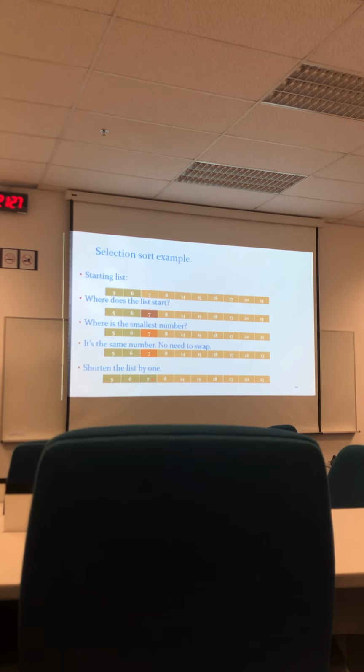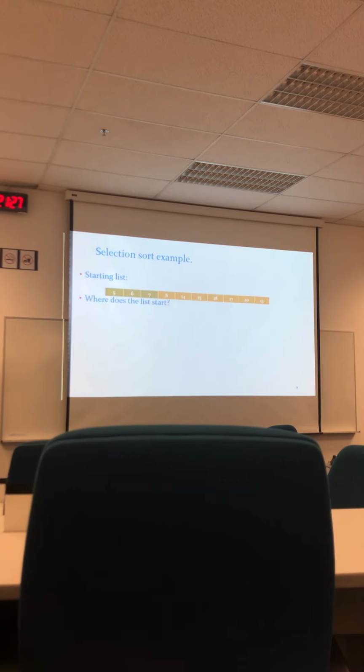So now 7 is here. This is the sorted part, and the unsorted part is here. And continue. Okay, continue again, do the same thing again. For the unsorted part, every time you check the unsorted part and find out the smallest element, you swap with the first element in the unsorted part. Okay? So by doing so, the unsorted part will become smaller and smaller.